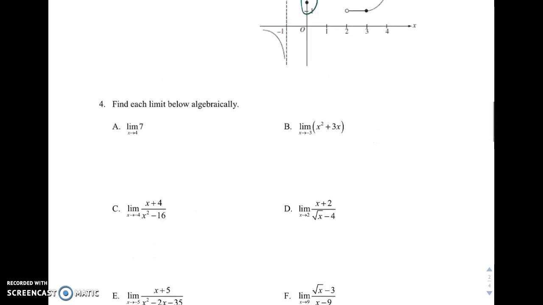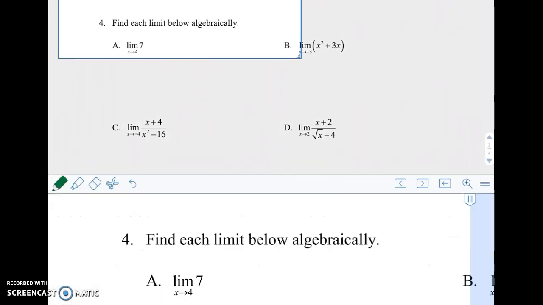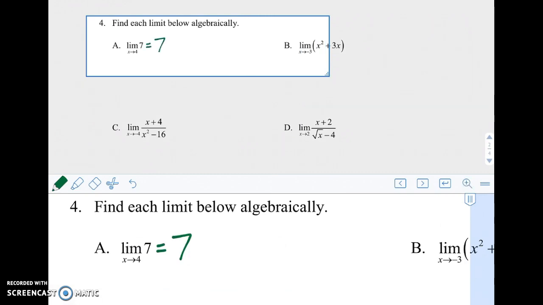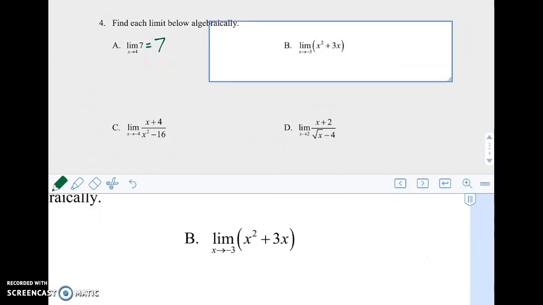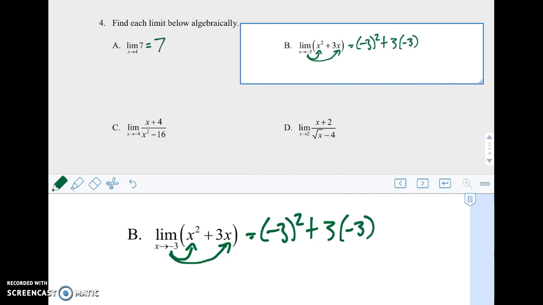For question 4, this one will have 6 parts. This may be the hardest section of the test. But for question A, if you have the limit of a number, if your function is a number, then it just equals that number, no matter what the x value is. So this will just simply equal 7. For part B, what you can try doing is plug in that negative 3 for both x's. Right? So this will be negative 3 squared plus 3 times negative 3, which is 9 plus negative 9, which is a 0.